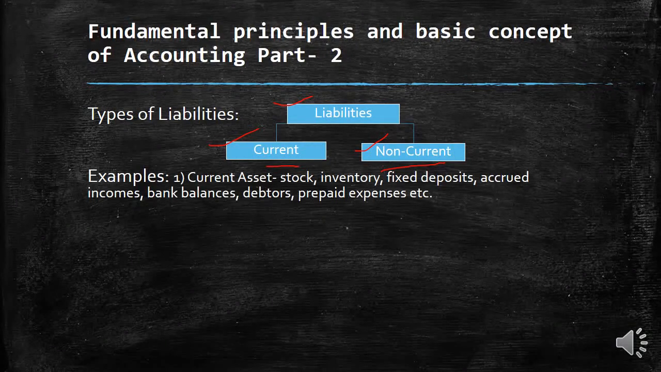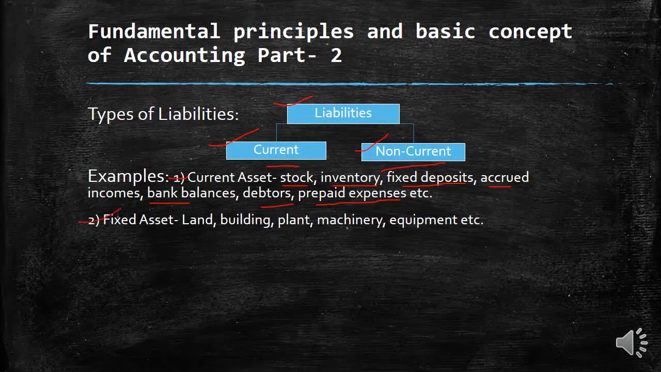So the first examples we have are for current assets. The examples of current assets are stock, inventory, fixed deposits, accrued incomes, bank balances, debtors and prepaid expenses. So it is clear that they can be used without any delay. That means they can be used instantly whenever needed. So these are current assets. Now we'll go to fixed assets. The examples are land, building, plant, machinery, equipment, etc. These assets cannot be used instantly when needed. They need some time to be converted into cash.